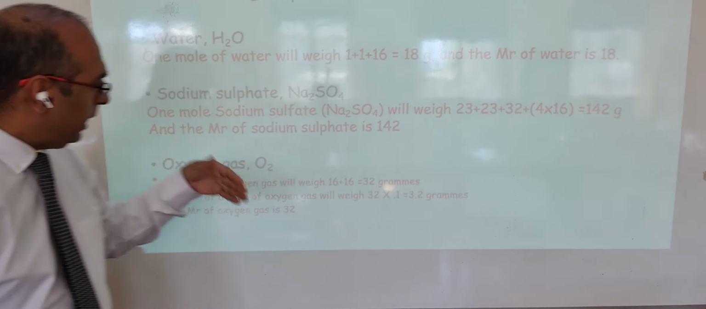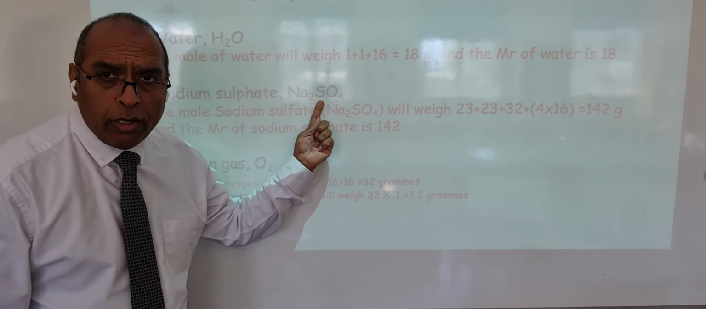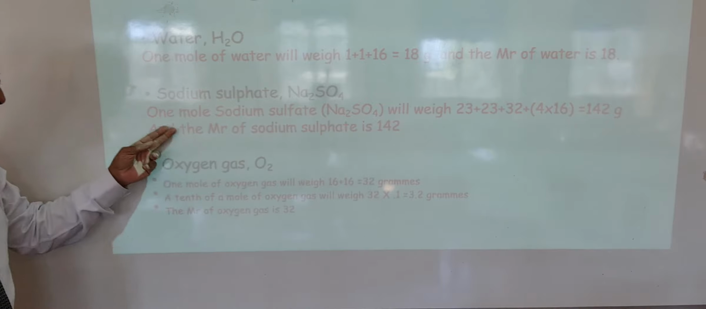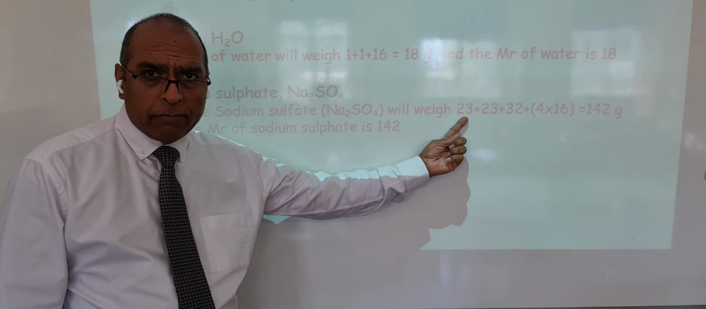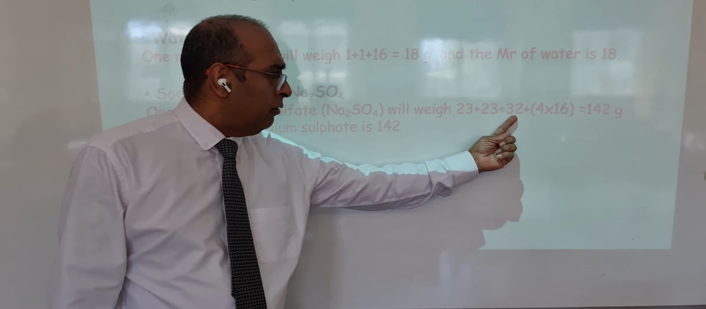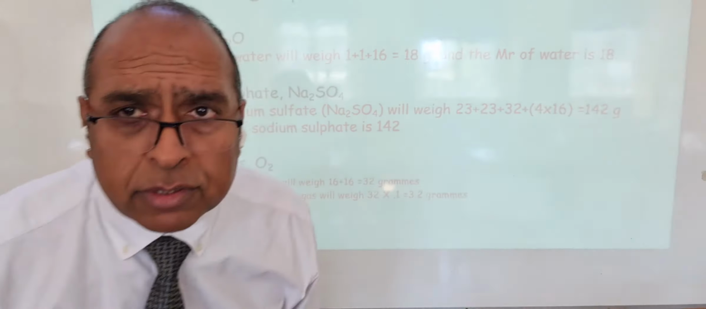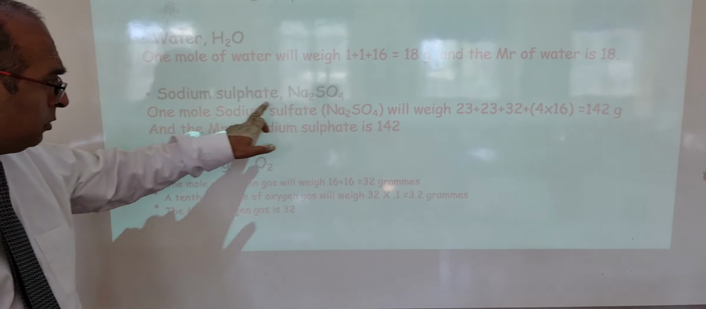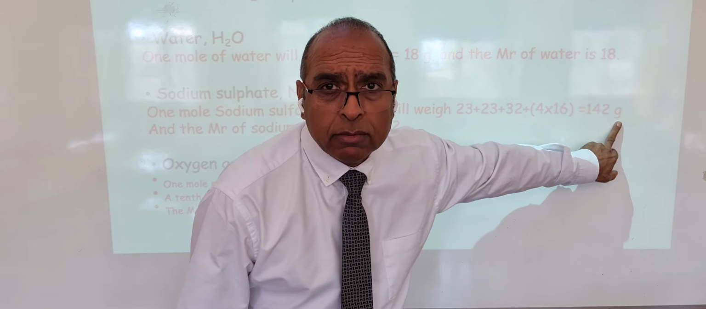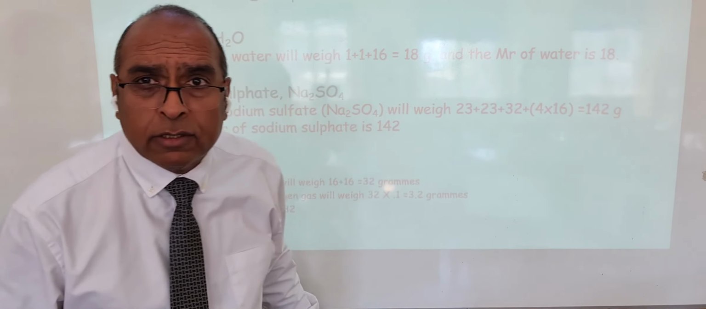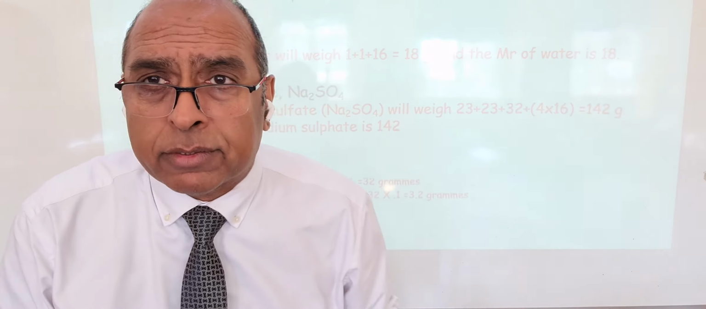Now, let's do something a bit more complex. Sodium sulfate. Look at the formula: 2 sodiums, 1 sulfur, 4 oxygens. 1 mole of sodium sulfate will weigh, that's 1 sodium, another sodium, a sulfur, and 4 oxygens in brackets. Add them all up, and you get 142 grams. So a mole of sodium sulfate weighs 142 grams. But the MR value is 142, no units. I hope you get the point.